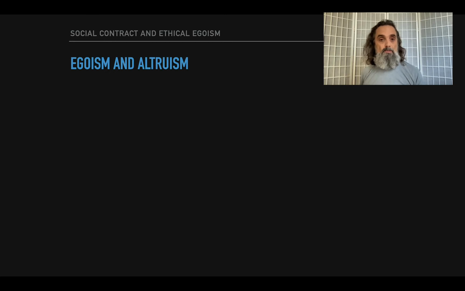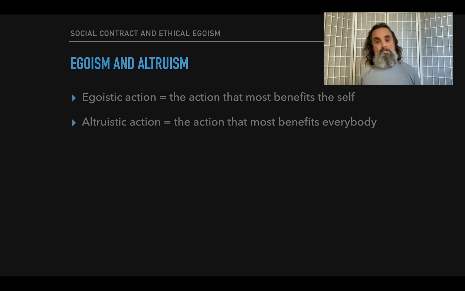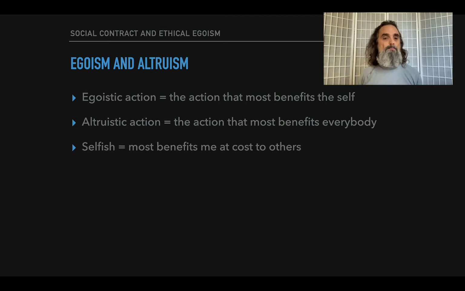So let's quickly review where we are. We've been talking about egoism and altruism. An egoistic action is whatever most benefits the person doing it. An altruistic action is the action that most benefits everybody. Sometimes those are the same, but often they're not. The egoistic action would be lying or breaking a promise or hurting someone, things like that. Altruistic action would be keeping your promise, helping someone, and so on.